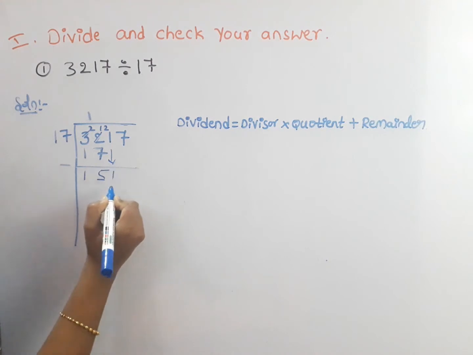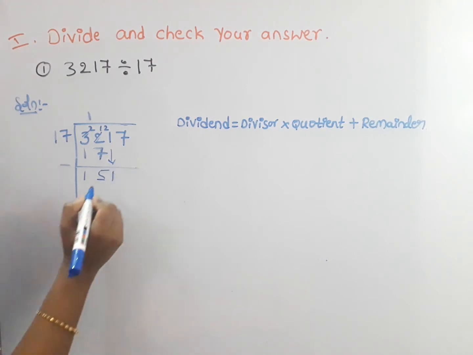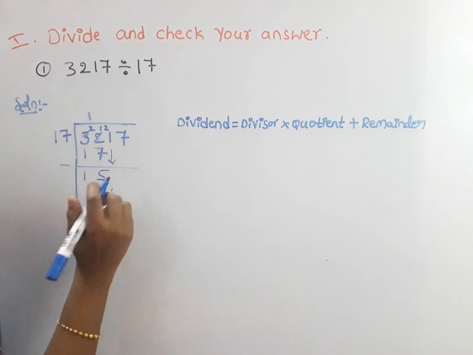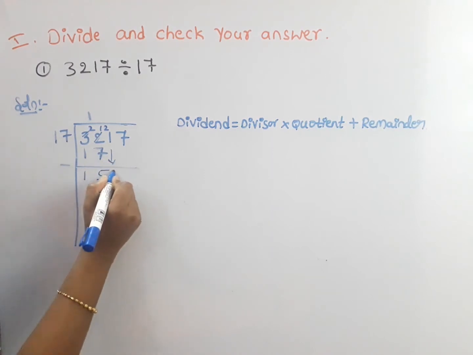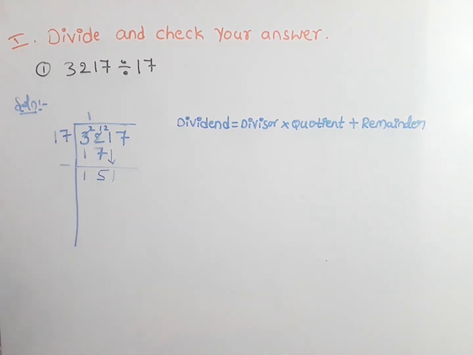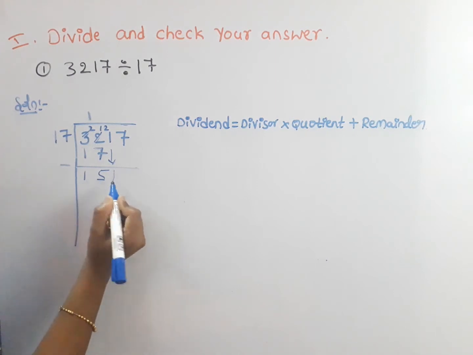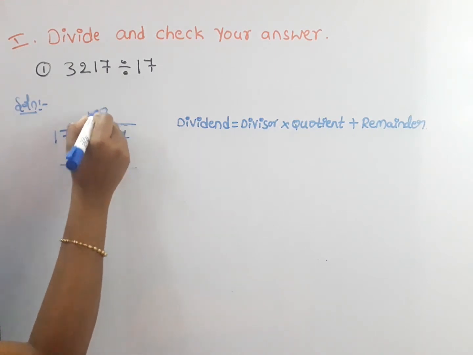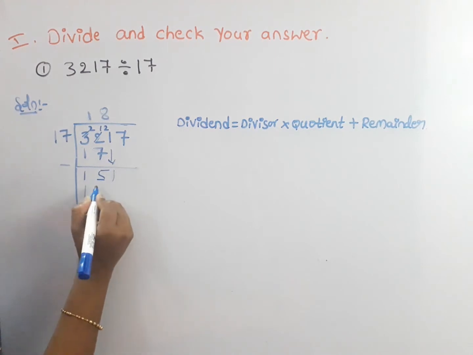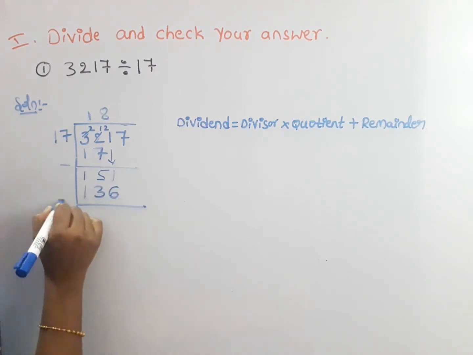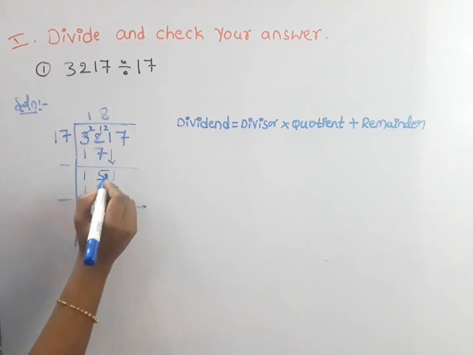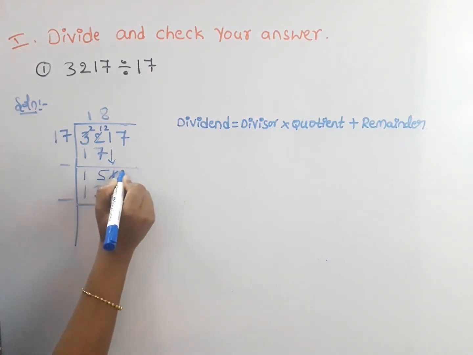So again bring down the tens digit, that is 1. It will become 151. Here the 17th table: 17 sevens are 119, 17 eights are 136, 17 nines are 153. 153 is greater than 151, so write 17 eights are 136. Then again subtraction, 1 minus 6, we can't do the subtraction.